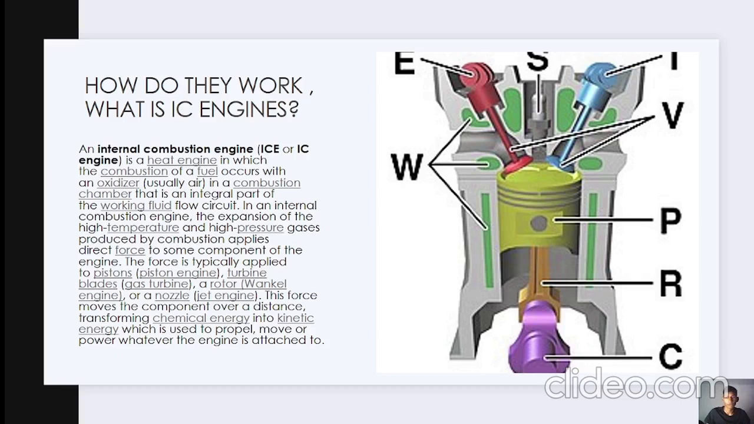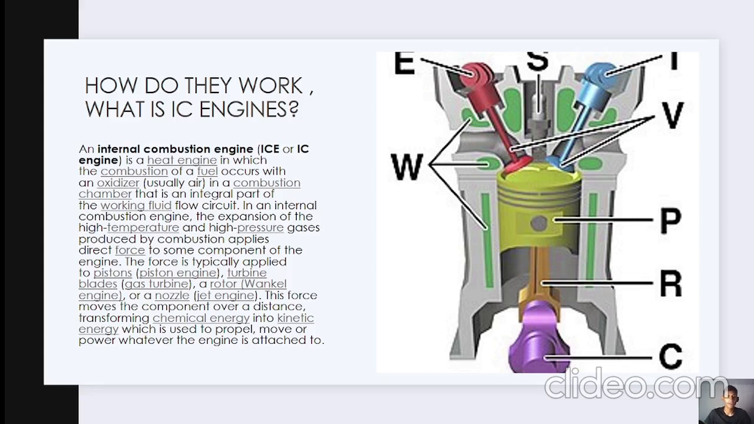How do they work? Especially motor vehicles. Motor vehicles work upon the principle of IC engines. IC engines means internal combustion engines. An internal combustion engine is a heat engine in which the combustion of a fuel occurs with an oxidizer in a combustion chamber. That is an integral part of the working fluid flow circuit.